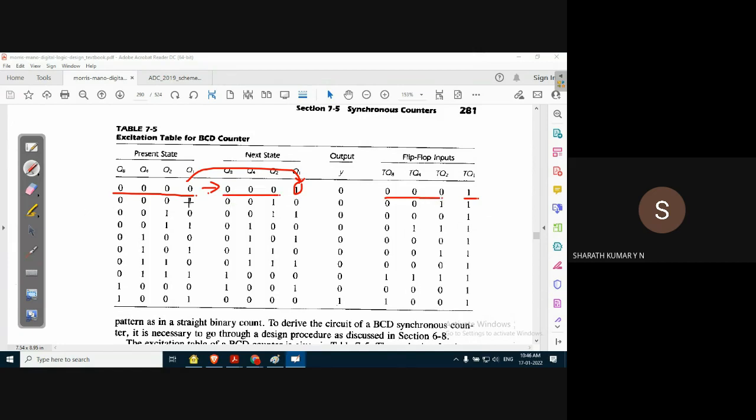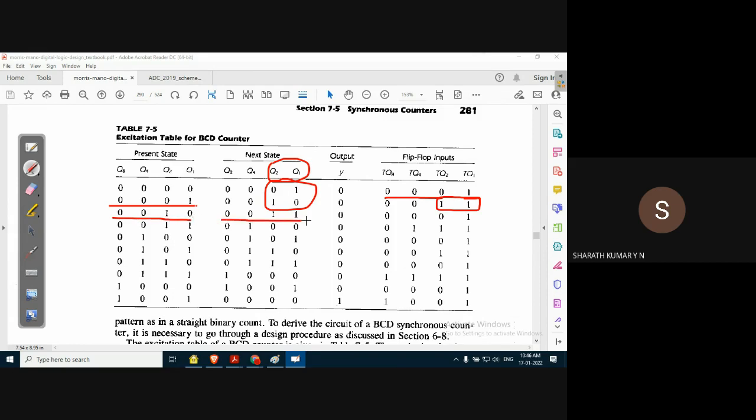Next, let's observe this. In the next state of 0001, both the first and second flip flops should toggle. Both Q1 and Q2 should toggle. So for this, both the inputs should be 1 1. Very simple. Let us take one more example, from 0010, that is 2 to 3.